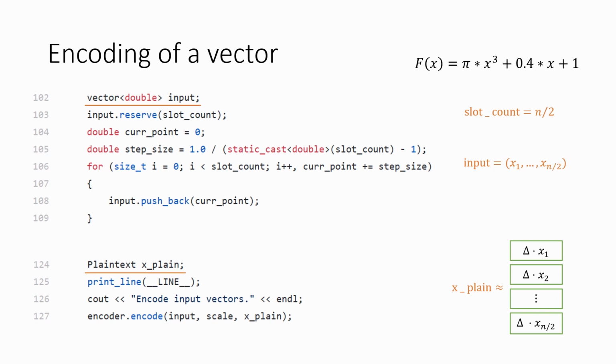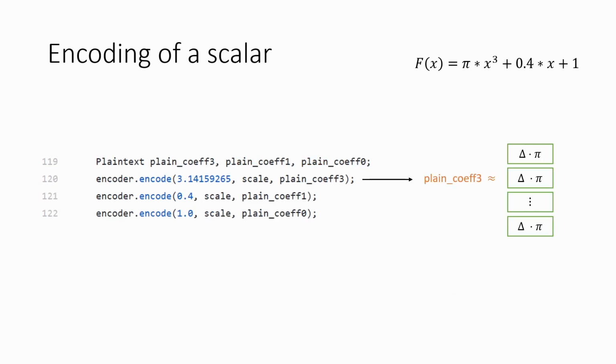real numbers between 0 and 1, and use the encode function to encode it into a plaintext X plain. And we are going to evaluate this cubic polynomial, so we should also encode the coefficients of this polynomial as well. They are pi and 0.4 and 1. It's simply a scalar, so if you encode pi, then it is mapped to a plaintext which contains delta times pi in all of its plaintext slots. So we can use the same coefficient for all slots.